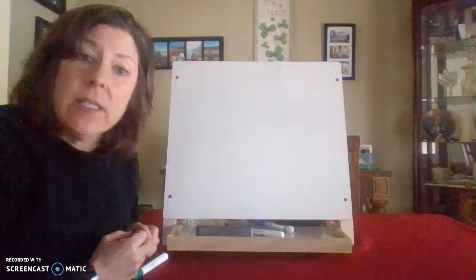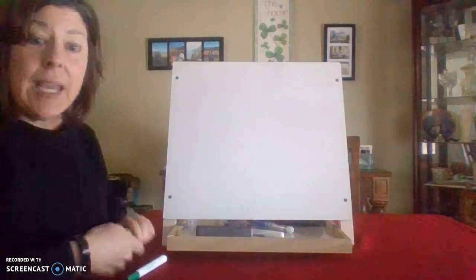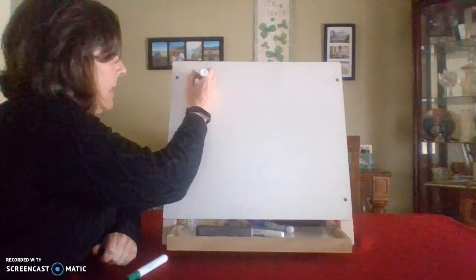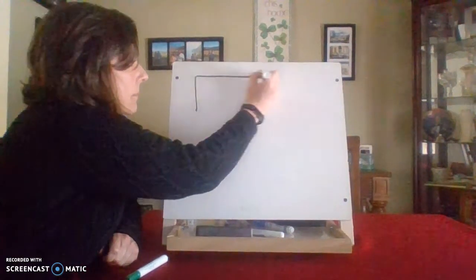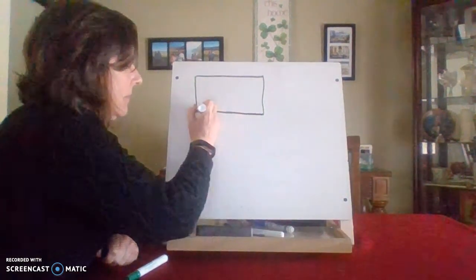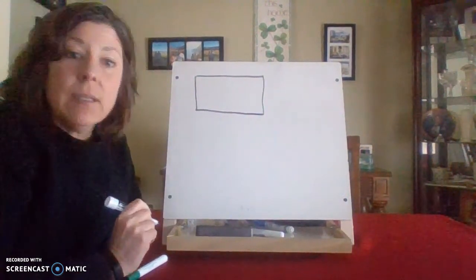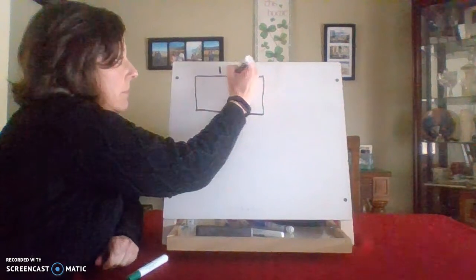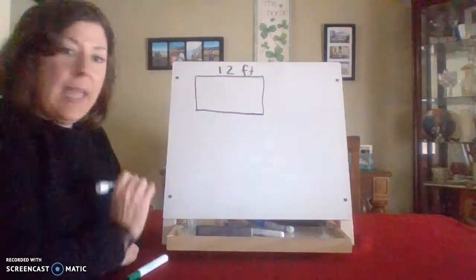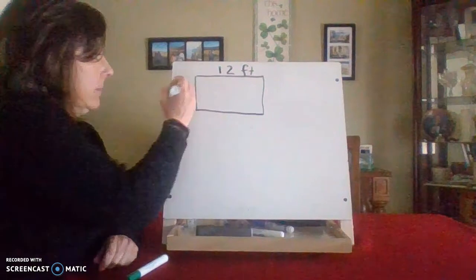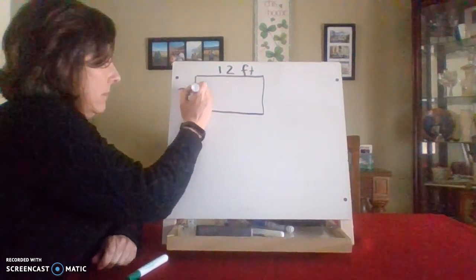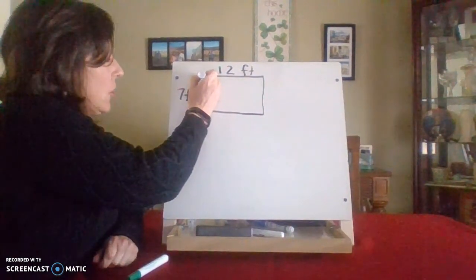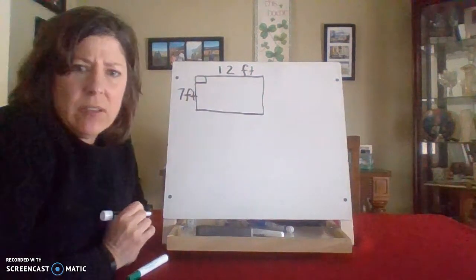Now, one thing that I suggested was for you to draw a diagram. And if I'm drawing something with a length and a width, I know that my shape is a rectangle. And if you remember, my kitchen has a length of 12 feet and a width of 7 feet. And on my kitchen floor, I'm putting square tiles.